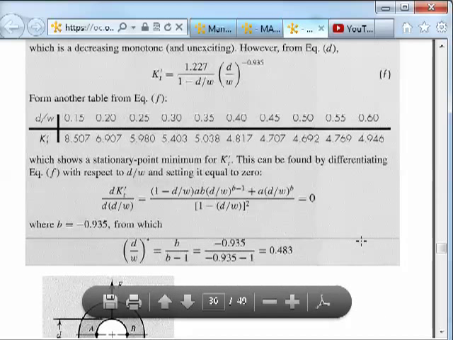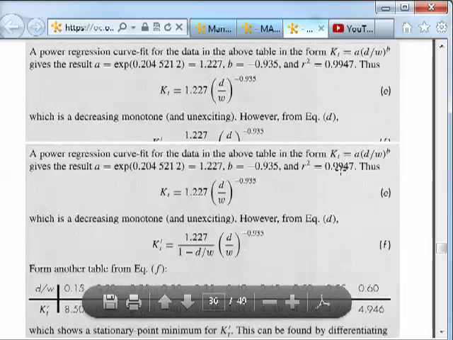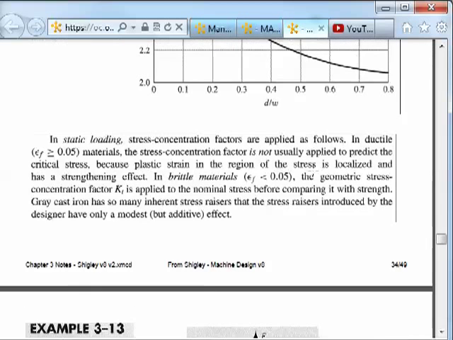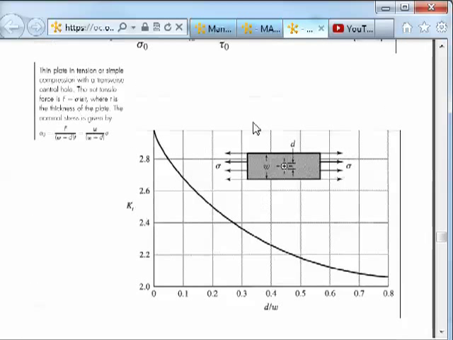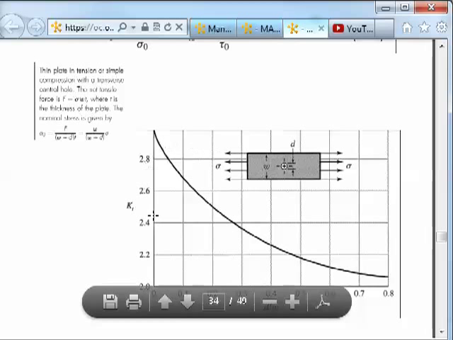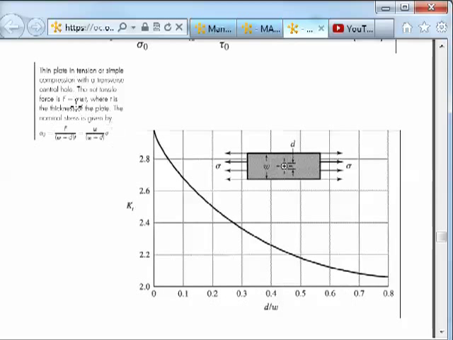Okay, so that would be a stress concentration problem. The key thing is understand that every stress situation has a stress concentration chart and a sigma zero equation that we use to calculate the nominal stress by which we multiply the stress concentration factor.